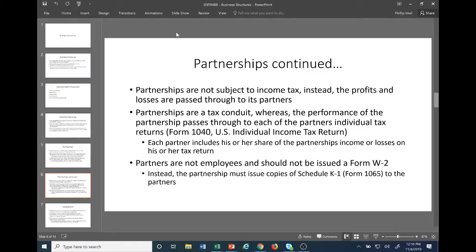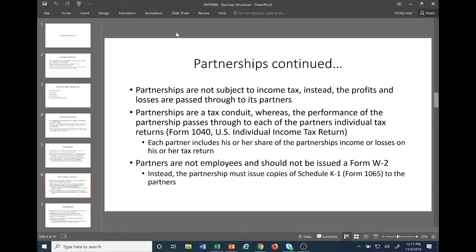And partnerships are not subject to income tax. The business itself is not subject to income tax because the profits and losses are passed through to its partners. So once again, partnerships are tax conduits in essence. It's passing the performance on to the individual to be filed on the 1040. Each partner includes his or her share, whatever their portion is within the company. So if they have a 20% stake in the partnership and the income is 100,000 that year, then their share is going to be 20,000. That's what they'll report on their 1040. So it's proportionate to their ownership.